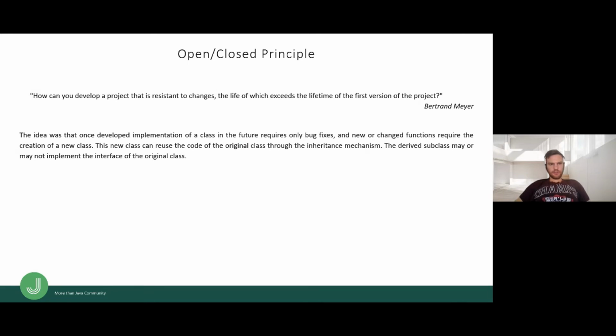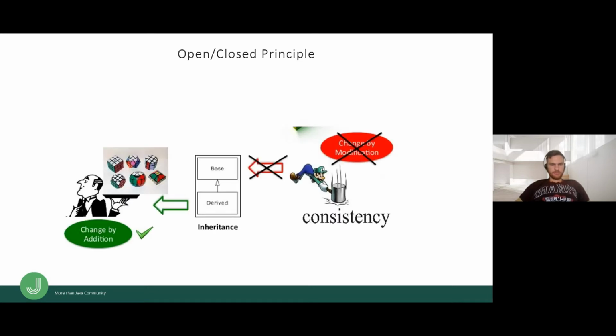So how can we develop a project that is resistant to changes and which exceeds the lifetime of the first version of the project? Yes, your class should require only bug fixes, and you should not change the class, but extend it, adding new functions through inheritance. So this is the idea, and let me clarify this principle a bit.